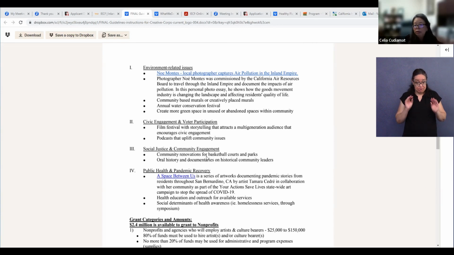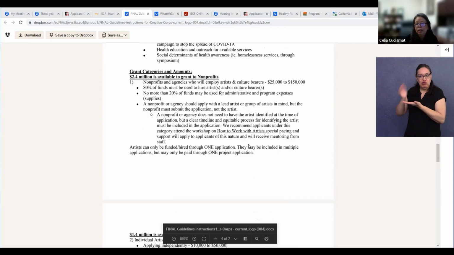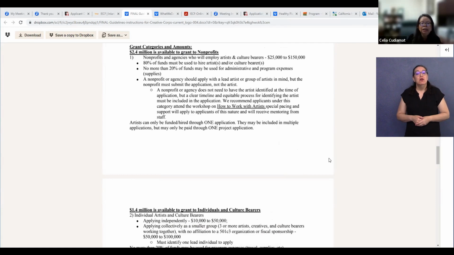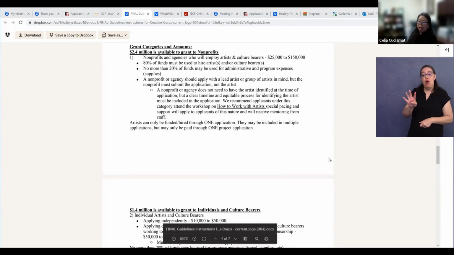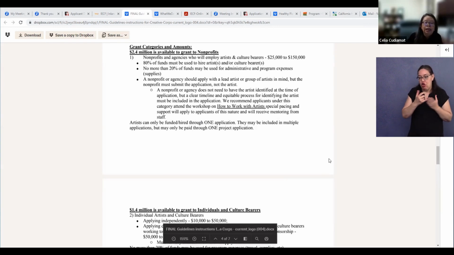All right, just moving along. So grant categories and amounts. As I had mentioned earlier, it's a very generous grant opportunity that we have. We received 4.75 million. We have 3.8 million that is available to be granted to both Riverside and San Bernardino counties. 2.4 million of that is designated for nonprofit organizations, 1.4 million for individual artists. So those are the categories.